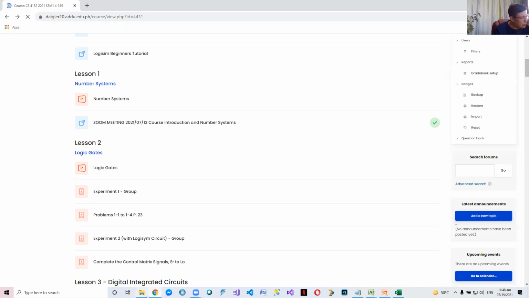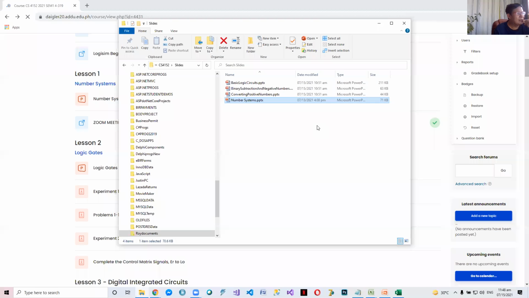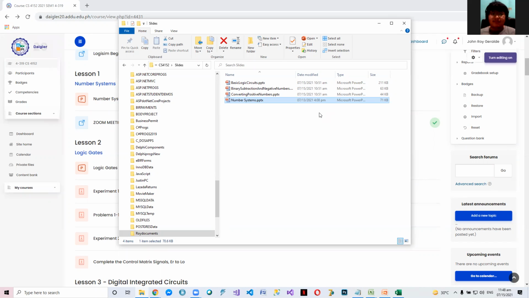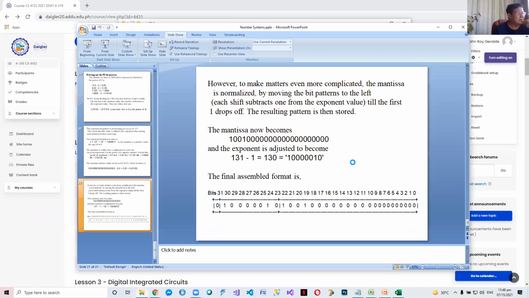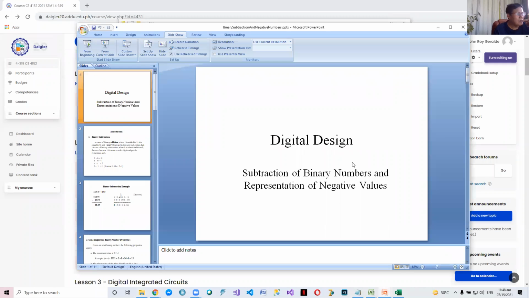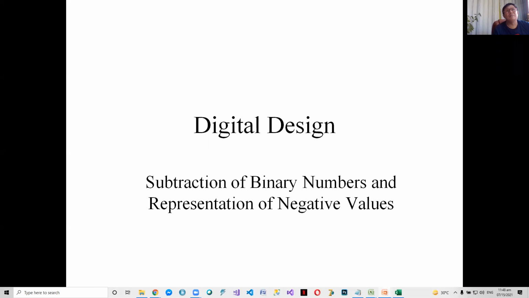Can we just review? How do you compute negative numbers? You switch the sign bit. Two's complement. Ay. Nandito, no? Okay, can we go through this? I'll upload this anyway, no? Pag hindi na mabagal ang regular. So.